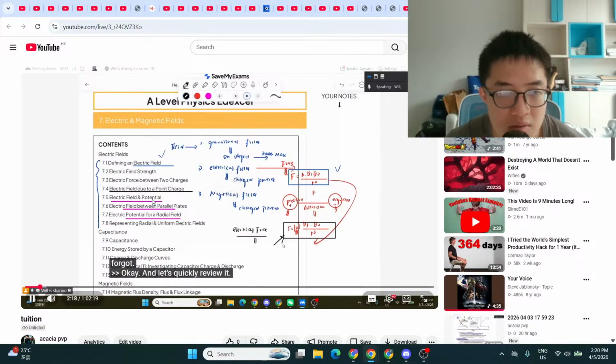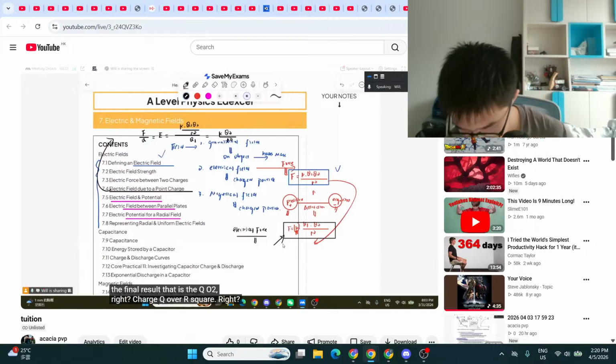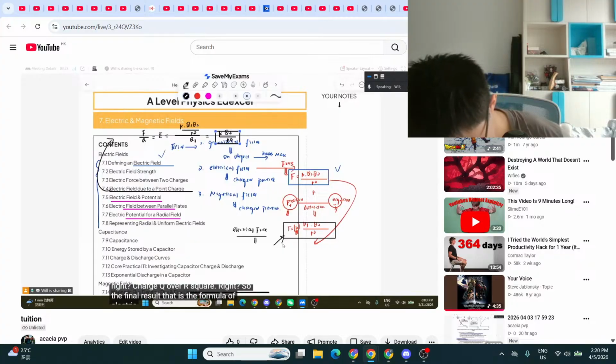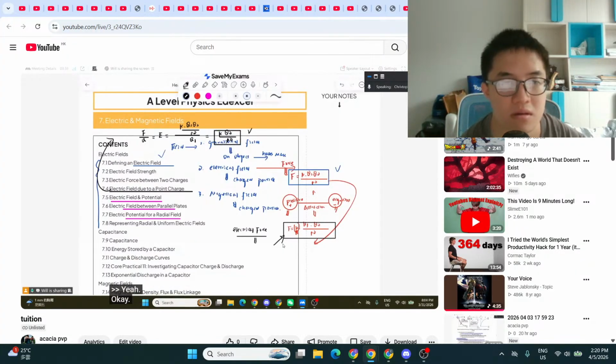Let's quickly review it. Due to the point charge, we can use the formula, the force over charge, and the result we call E, the field strength due to the point charge. Substitute the force, k times product 1 and product 2 over r squared, and divide by Q1. So the final result is charge 2 over r squared. That is the formula of electric field due to a point charge. Understand that? Okay.